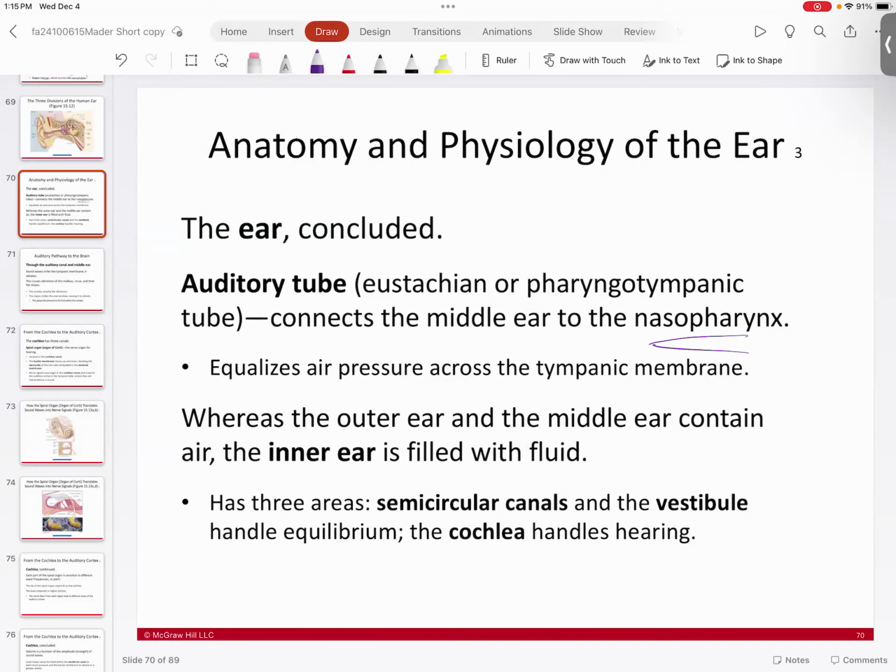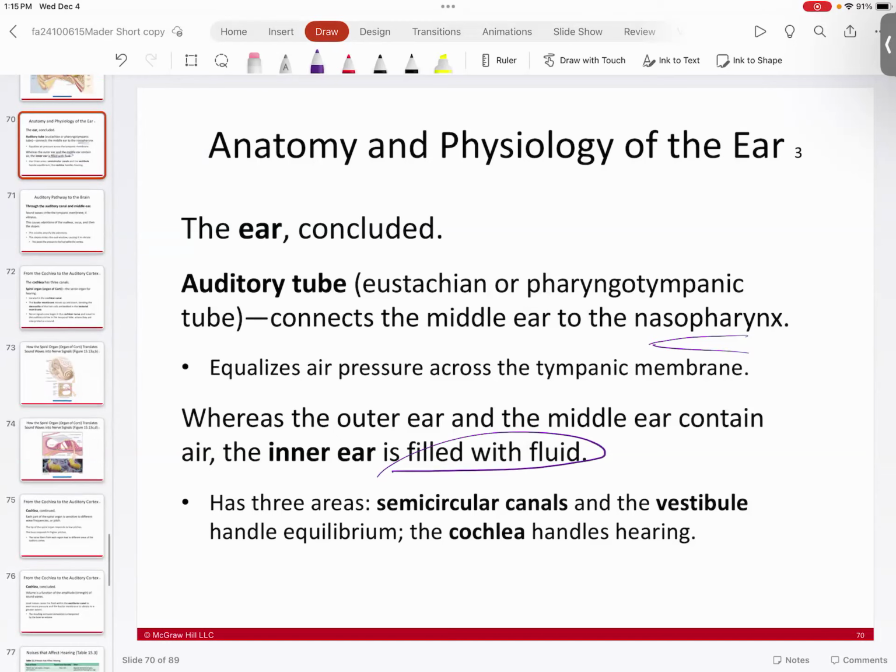Ultimately, the outer ear and the middle ear are air. The inner ear is filled with fluid. And the three main areas that you're going to have are the semicircular canals, the vestibules, which are at the bottom of those canals, and then the cochlea, which is basically your hearing.